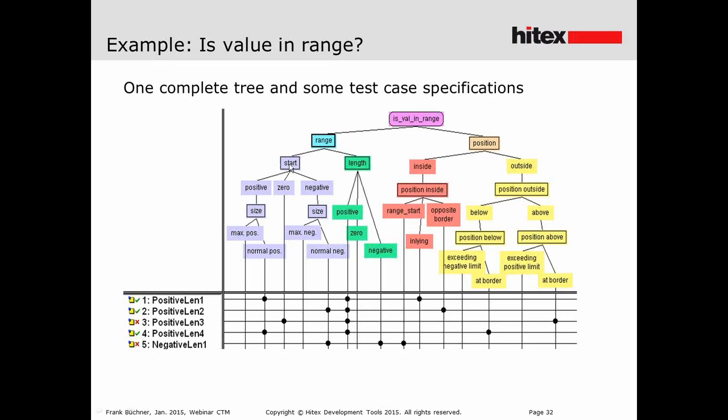And this is visible here because I have divided the negative start values also into classes. One of them is called maximum negative, and the idea behind this class is that I can combine it with a negative length and see what happens if I create something like an underflow. And I don't think that you would have this testing idea without such a systematic method.